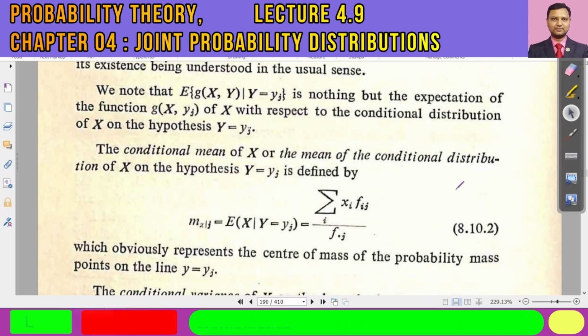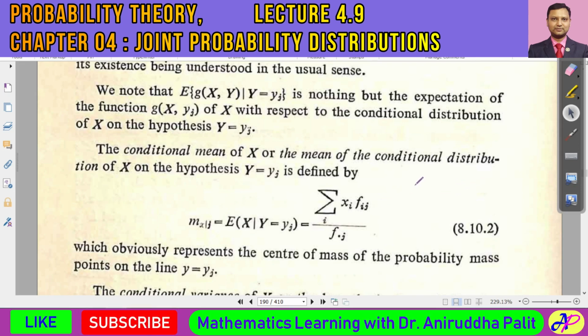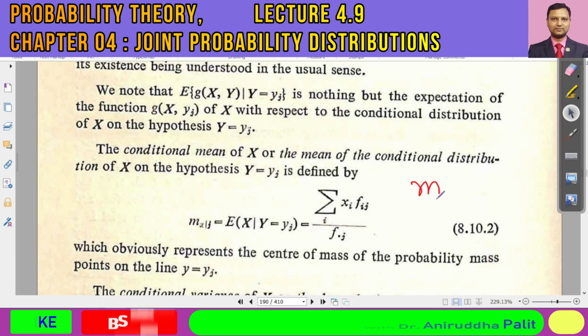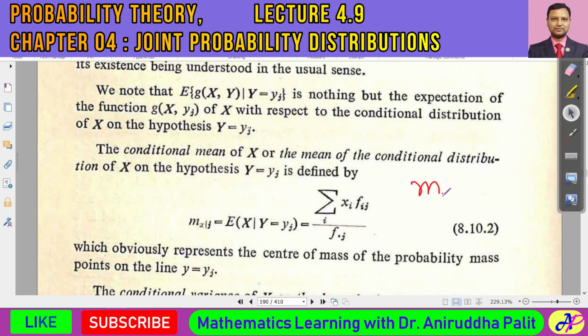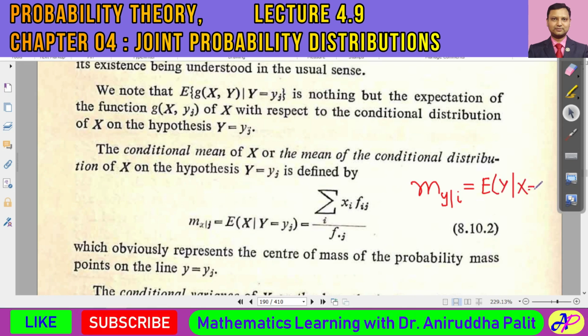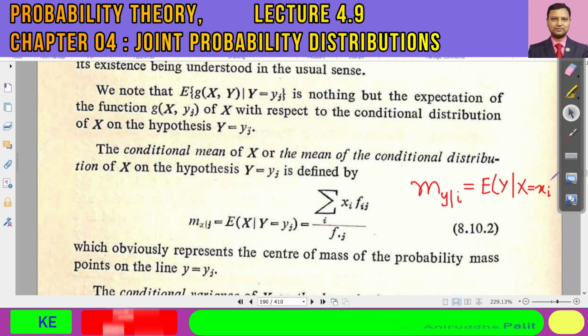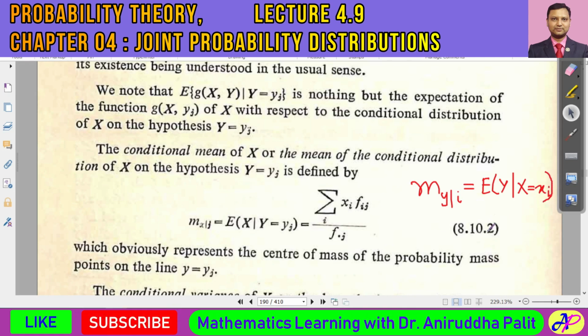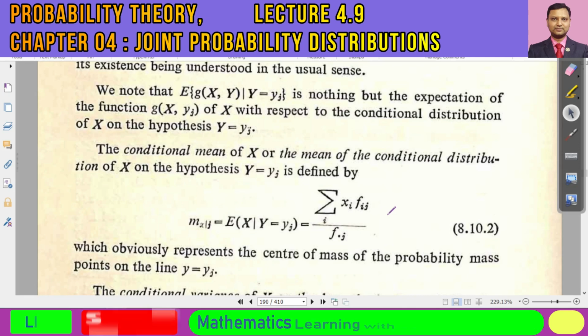Similarly, if we want to find the conditional mean of y, this conditional mean of y would be written in this way: m suffix y given i. So its definition would be expectation of y given x is equal to xi. So in this way, we can find the conditional mean of y.